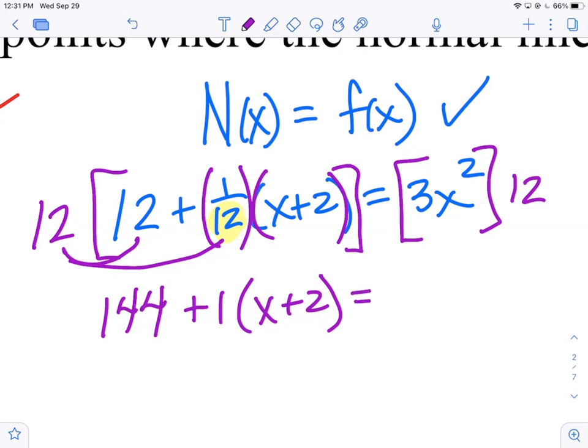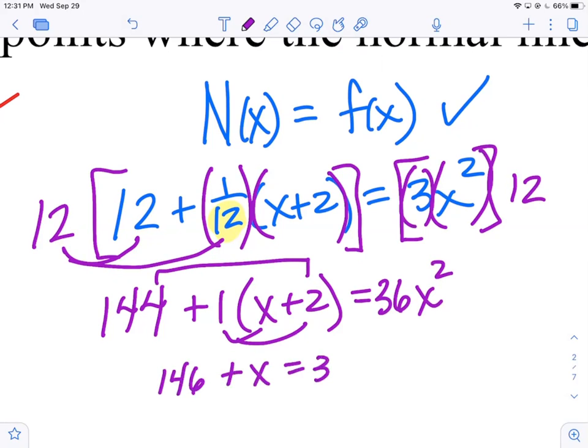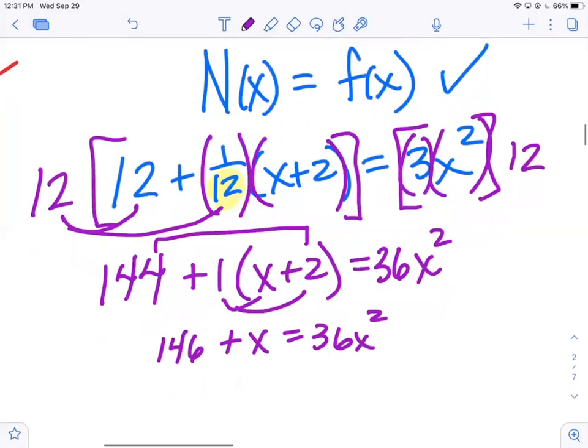Now, on the right-hand side, again, we don't distribute the 12 to both factors. We just multiply any two together, and we get 36x squared. All right, so if I combine like terms, I distribute the 1. Oh, that's good. I'm going to have 144 plus 2, which is 146, plus x equals 36x squared.